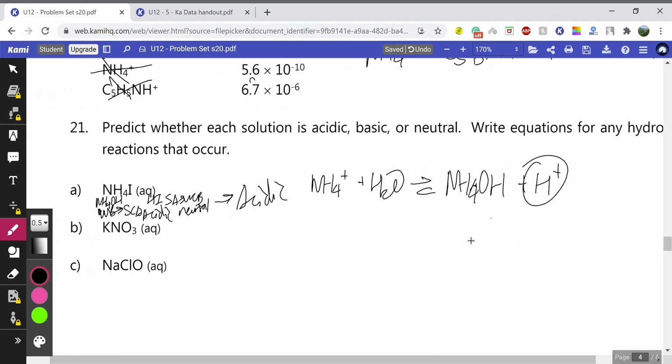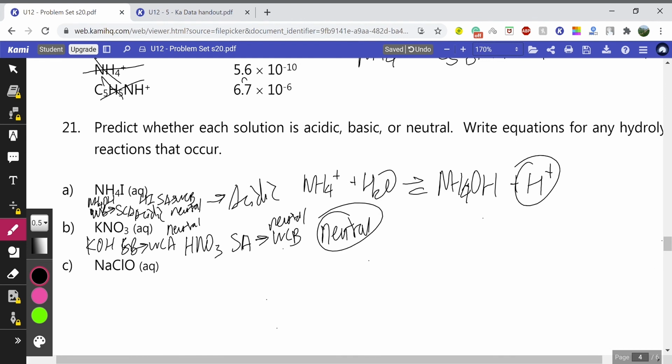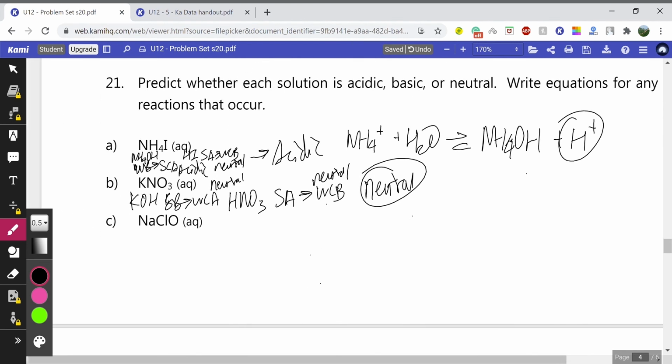Now, KOH is a strong base, which makes K plus a weak conjugate acid. HNO3 is also a strong acid, which makes NO3 minus a weak conjugate base. No, sorry, this is the weak conjugate acid, and this is the weak conjugate base. Since both of these are weak, both of these are neutral, and when both of them are neutral, there will not be any hydrolysis reactions because they don't undergo hydrolysis.